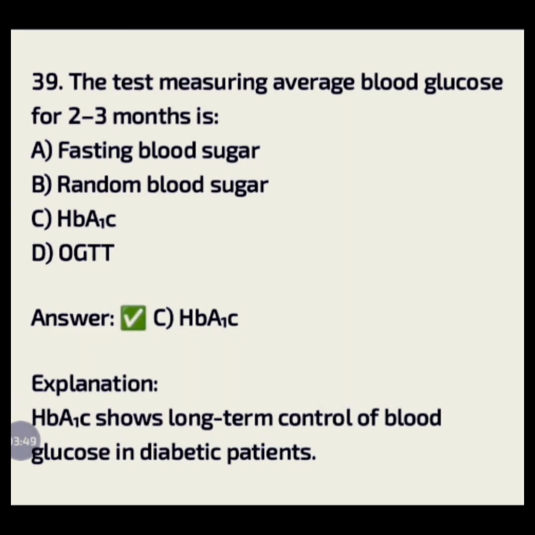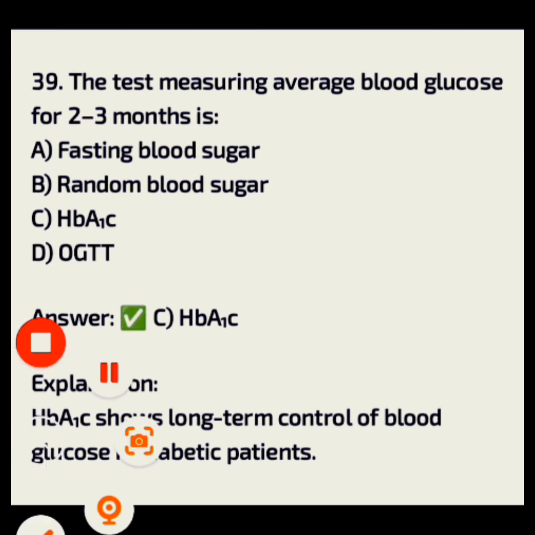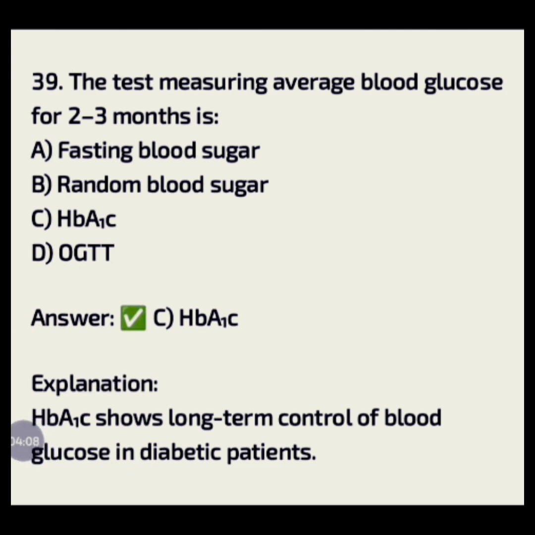The test measuring average blood glucose for 2 to 3 months is: option A, fasting blood sugar; option B, random blood sugar; option C, HbA1c; option D, OGTT. The correct answer is option C, HbA1c. HbA1c shows long-term control of blood glucose in diabetic patients. It is also called the glycosylated hemoglobin test.